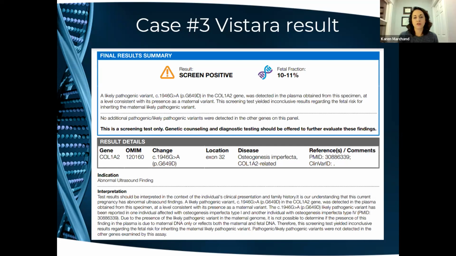A variant in the COL1A2 gene was detected in the plasma from this specimen at a level consistent with its presence as a maternal variant. So in this case, they've diagnosed the mother as having this variant. And so the report is screen positive because diagnosing the mother implies 50% risk for an affected fetus, since this is a dominant condition, and they view 50% as being high enough to be screen positive.